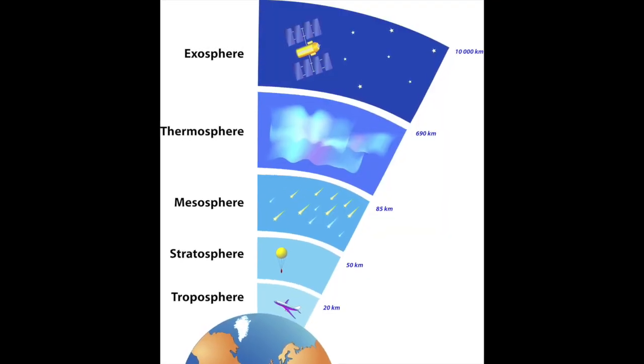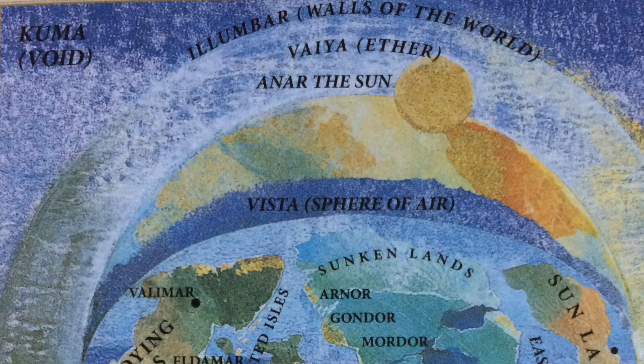Just as Earth has a multi-layered atmosphere, so does Arda. Here we see the Vista, sphere of air, Ethyr, ether, Ilmen, Vaiya, or walls of the world, and Kuma, the void. Again, these maps were created as though by the people of Middle-earth to preserve the integrity of the story, so we're gonna forgive the fact that the sun is in the atmosphere.